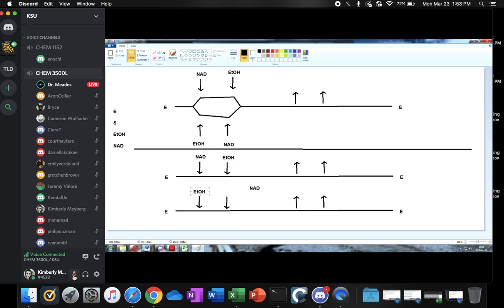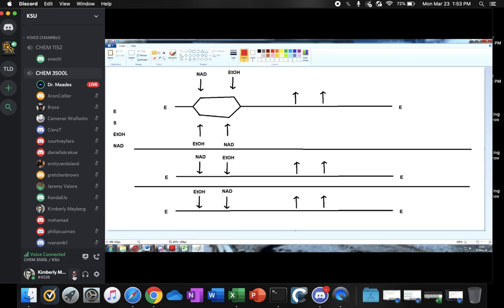Because there's two possibilities for the order, right? Ethanol first or NAD. So here's three options that we're going to look at. And we're not really worried about which products we're leaving, so we're only concerned with the left side of these graphs. And so in the first scenario, we have either substrate could bind first.